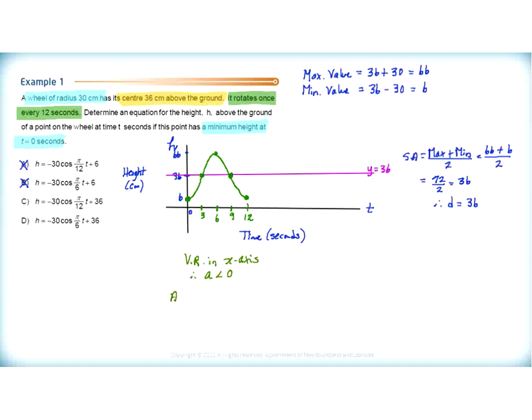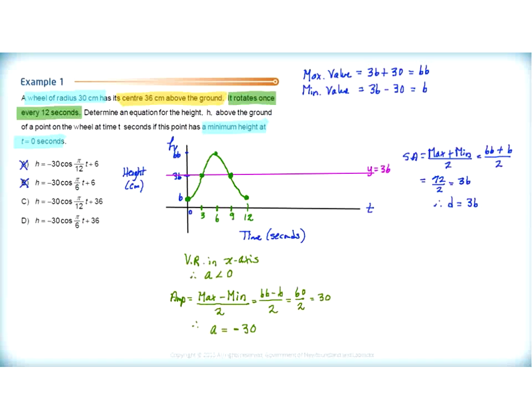The amplitude of the function can be determined by taking the maximum value minus the minimum value, divided by 2. So we have 66 minus 6 divided by 2, which is 60 divided by 2, so we have an amplitude equal to 30. That tells us that the value of A is equal to negative 30, since A has to be less than 0.